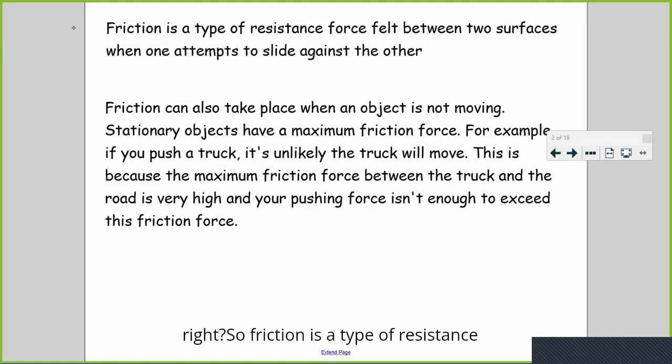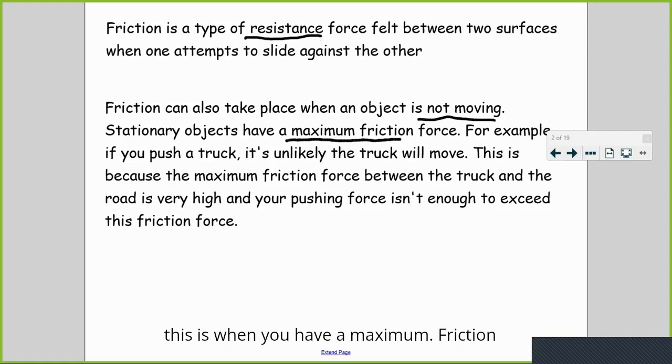Right. So friction is a type of resistance force. There's lots of resistance forces that exist in real life. You have air resistance, for example. Friction will be the main one that we will encounter in this course. So usually friction takes place when two surfaces are sliding against each other. Now, friction also takes place when an object is not moving. So this is when you have a maximum friction, right?